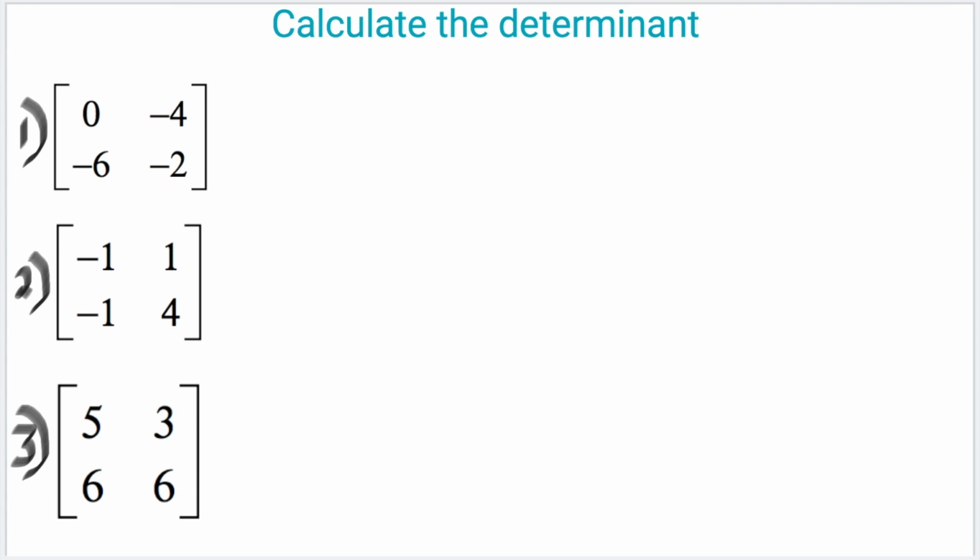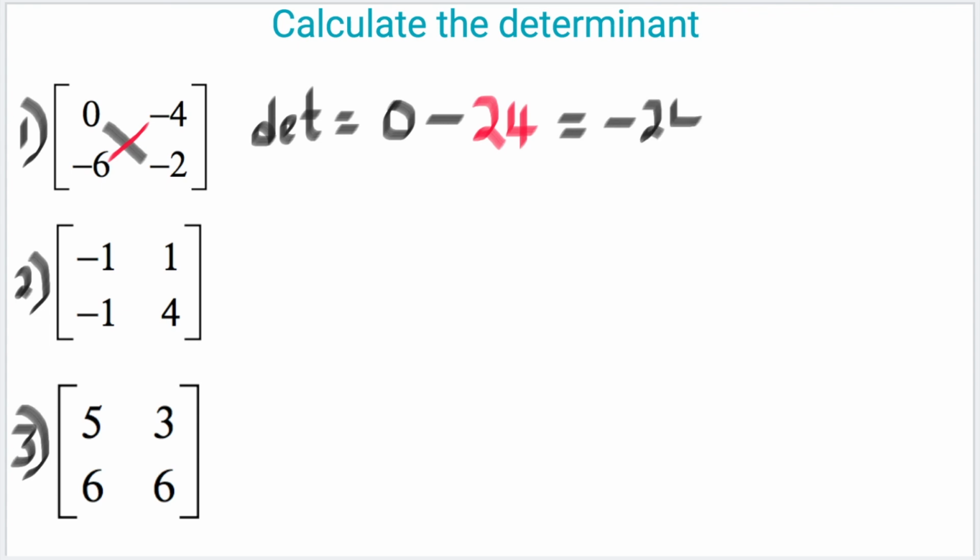The first thing is, we're going to write determinant, DET. This indicates that we're about to calculate the determinant. And then we're going to multiply the two diagonal numbers, 0 and -2. So 0 times -2, and then we're going to multiply -6 times -4, and I'm using that red line to indicate that multiplication. So 0 times -2 is 0. And then I'm going to subtract -6 times -4, which is +24. So I'm going to write 24 there, equals, so 0 minus 24 equals -24.